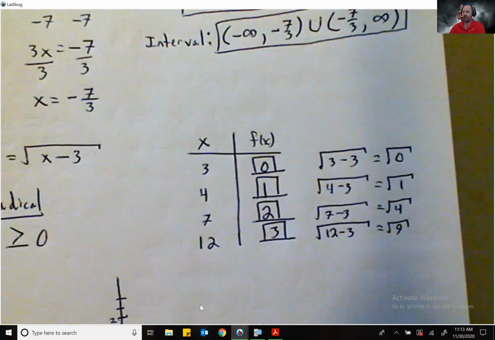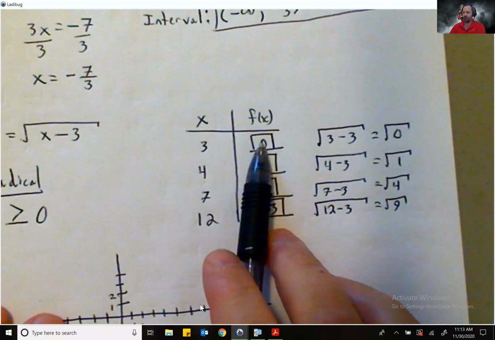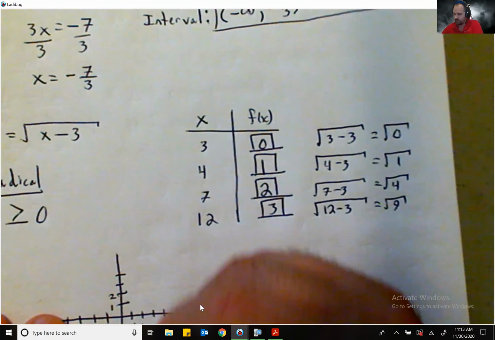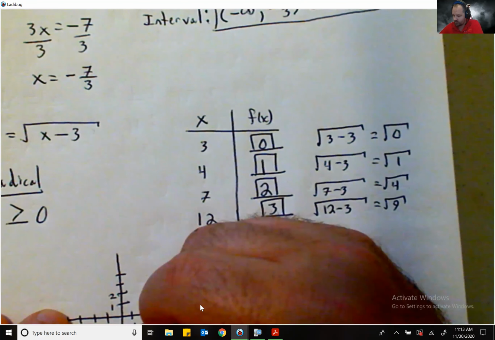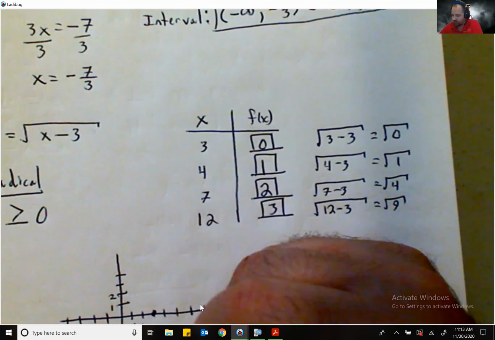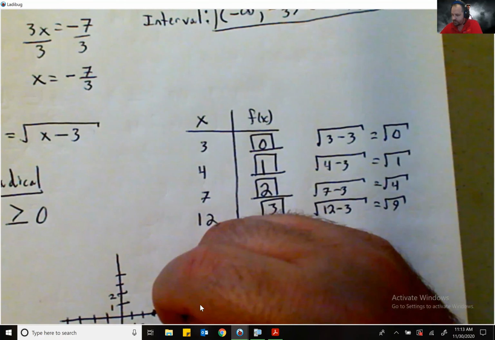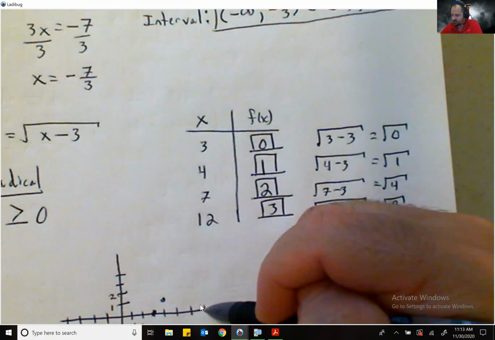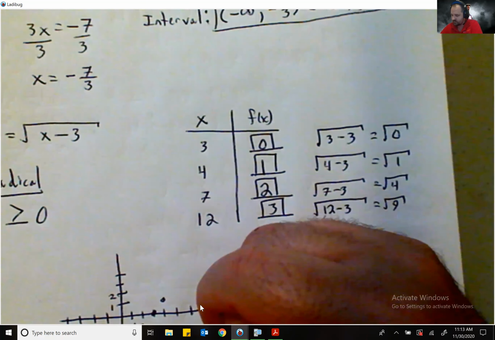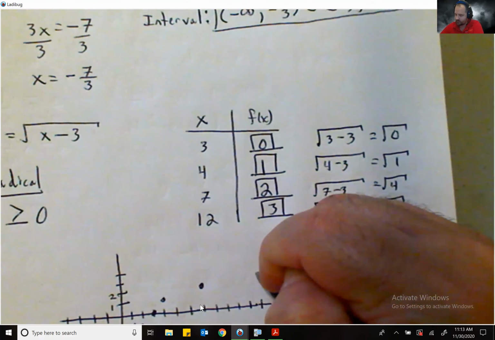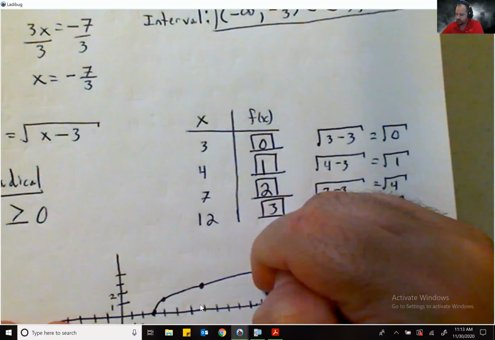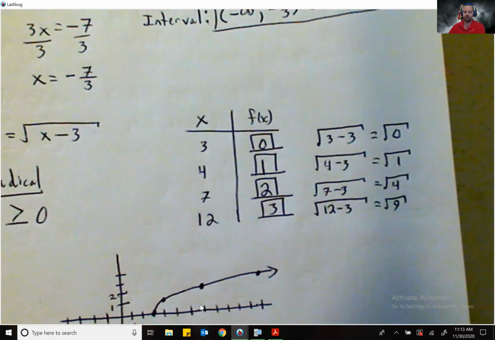So all you do is plot these points: 3, 0; 4, 1; 7, 2; and 12, 3. All right, so 3, 0; 4, 1; 7, so 5, 6, 7, 2; and 12 is up at 3. And there's the graph.